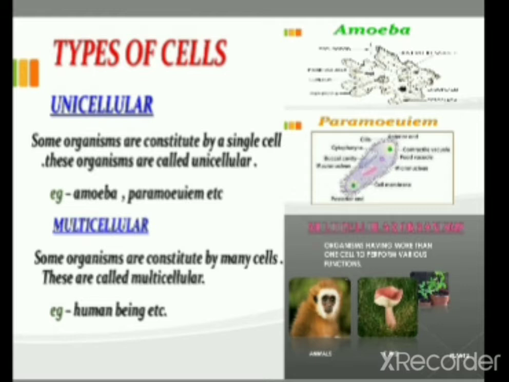Multicellular organisms are those organisms which constitute many cells. So they have many cells to perform different functions. Every multicellular organism has come from a single cell. Cells divide to produce cells of their own kind. All cells thus come from pre-existing cells. So an example of multicellular organisms is human beings.